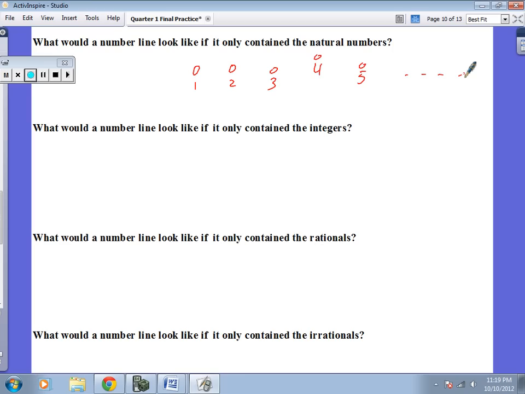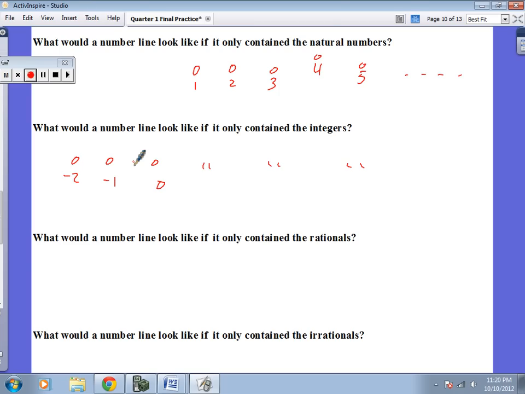What would it look like if it only contained the integers? It would look just like this. So I'm gonna copy paste all this stuff, but then it would also go the other way. You'd have a dot for 0, you'd have a dot for -1, a dot for -2. So it really wouldn't be a line, it would just be points, because there's nothing in between these points. From 0 to -1 is empty. There is no space, there's nothing.